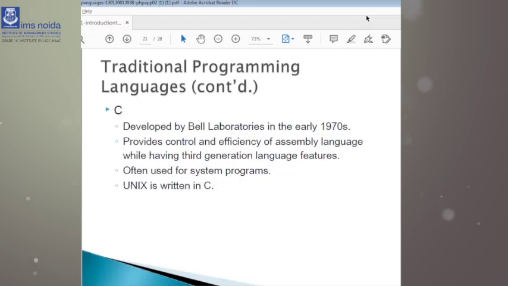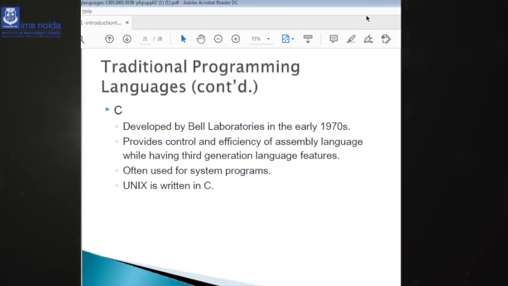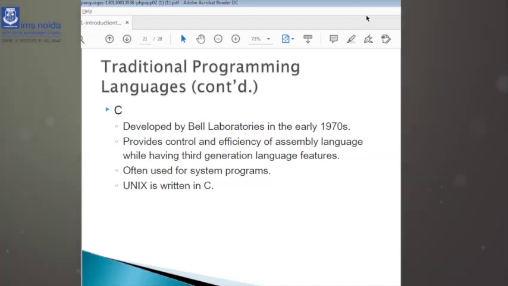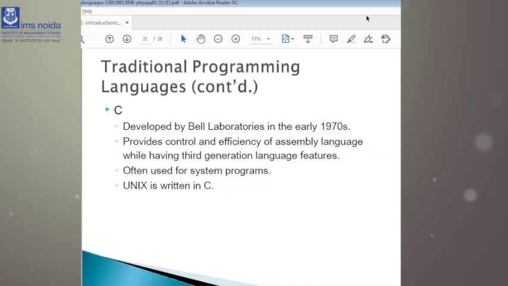C, like everyone knows, because we call C the mother language of all programming languages. Developed by Bell Laboratories in the early 1970s, it provides the control and efficiency of assembly language while having third generation language features. C comes in third generation. It is often used for system programs; Unix is written in C. C is a platform dependent language.